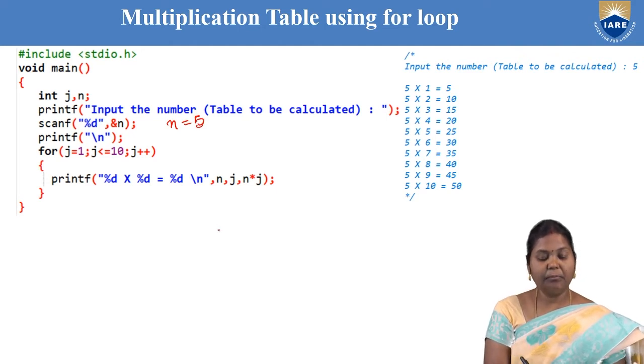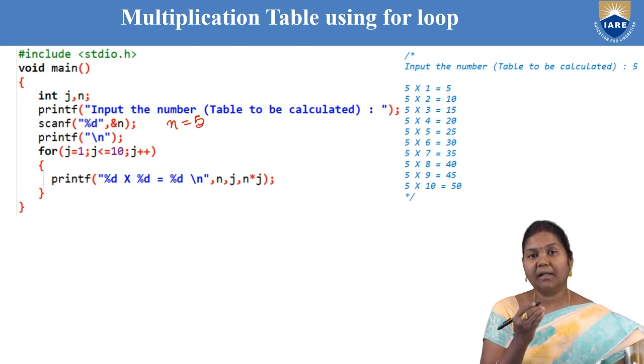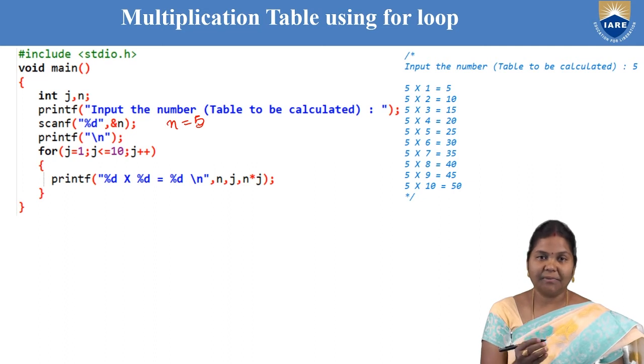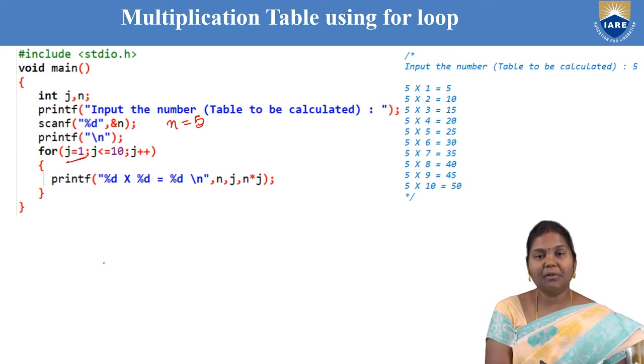After reading the number, you have to repeat the table process. Suppose the number is 5: 5 ones are 5, 5 twos are 10 and so on. This process has to be repeated 10 times, which means our loop has to run 10 times. So we are writing a for loop which will repeat 10 times. We have taken a looping variable called j, initially j is equal to 1, and the condition is j less than or equal to 10.